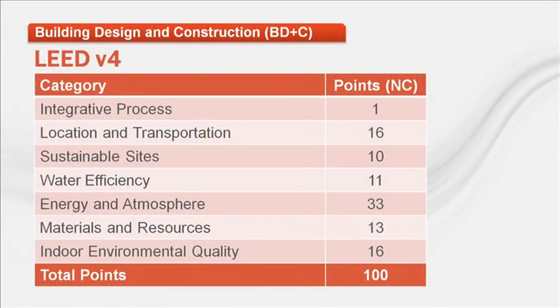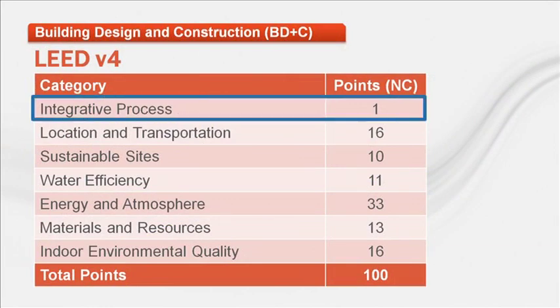during the design charrette. Here is a list of credit categories. Most are the same as version 3, but LEED V4 adds a new credit called Integrative Process. The idea is to continue pushing for an integrated project delivery process at the conceptual stage of a project so that the overall benefits can be maximized.